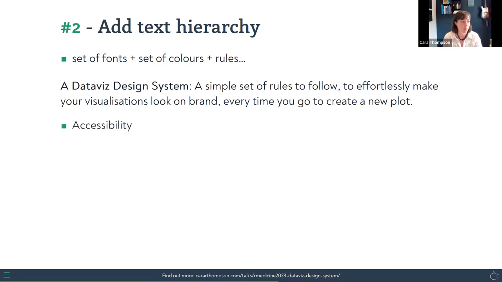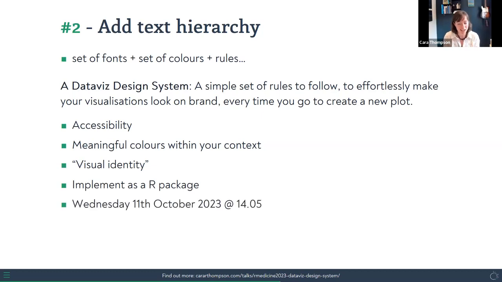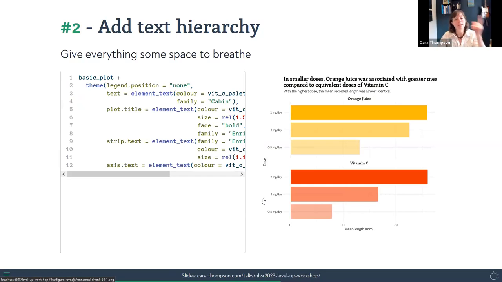So it's worth having a think about. Again, we've already thought about accessibility, so that means that if you reuse this, you've already done that work, and meaningful colours within your own context to reuse across your plots. It also gives you a nice visual identity so that wherever your plots get published, it's tied back to your research group or to your department, which is great. And as I said, we can implement that as an R package. Now, we don't have time to go into more of this today, but if you want to find out more, I'm giving a talk next week about creating a data design system and the value that brings to your work as well. So anyway, let's go back to our plot.